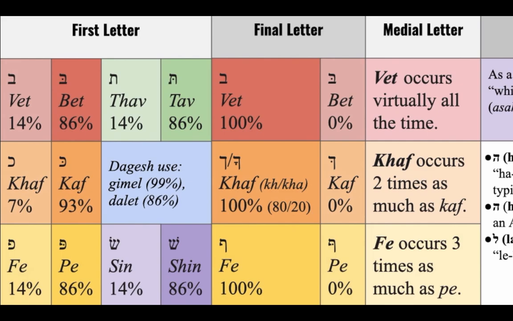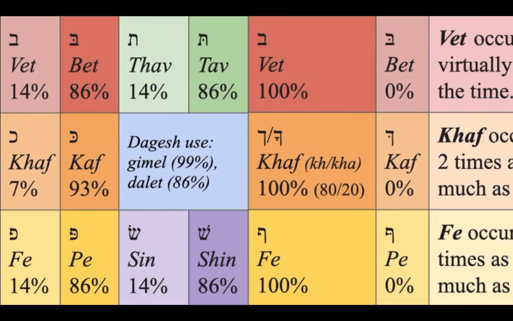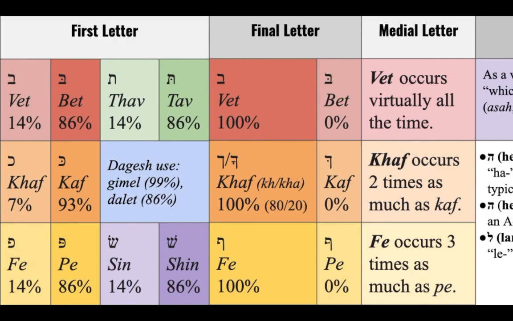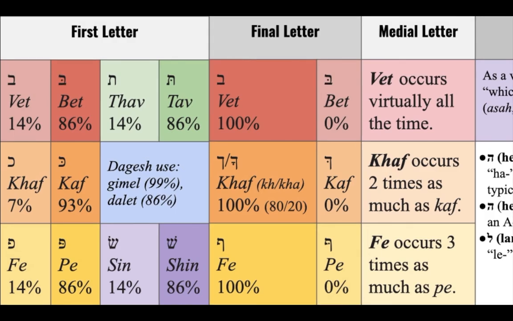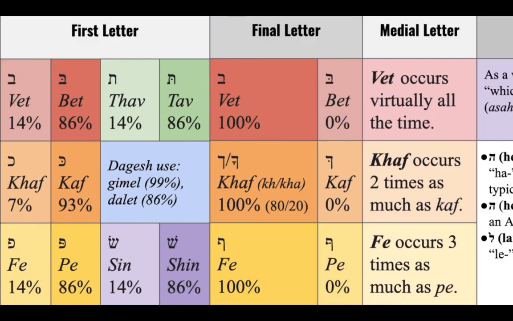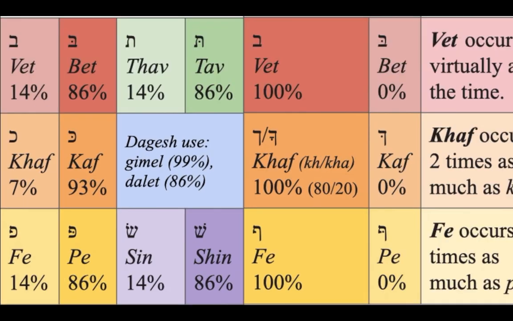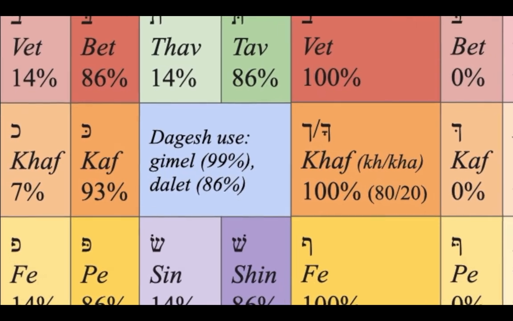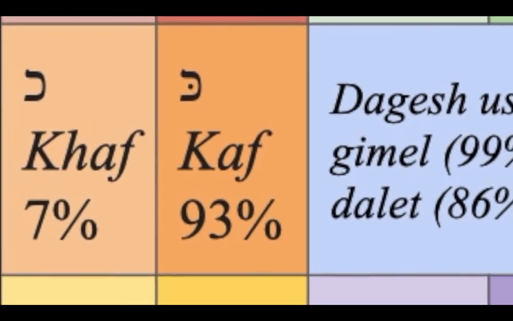Now, the prevalence of letter sounds by position in a word can really help if you're lacking Nikkud. So we'll start with the first letters. Usually, the first letter will take on the stop pronunciation as opposed to the fricative pronunciation. So bet, kaf, pei, tav will take on the stop pronunciation. Very rarely will they take on the fricative pronunciation. It's 86% stop, 14% fricative for almost all of these except kaf and chaf, which is 93.7.